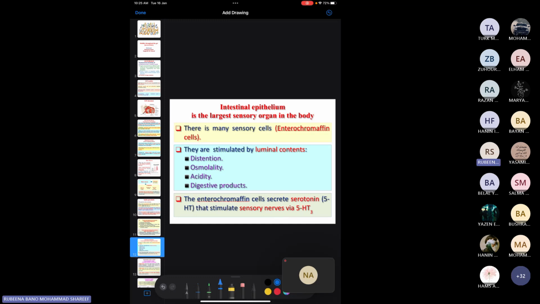Now, about the intestinal epithelium, meaning the innermost portion of the gut. That is the mucosa, which has the epithelium. Then there is the submucosa, the muscle layer, longitudinal and circular, and then the serosa, the outermost layer. So this is the largest sensory organ in the body. Not the largest organ; if someone asks which is the largest organ in the body, it is the skin. But it is the largest sensory organ in the body.